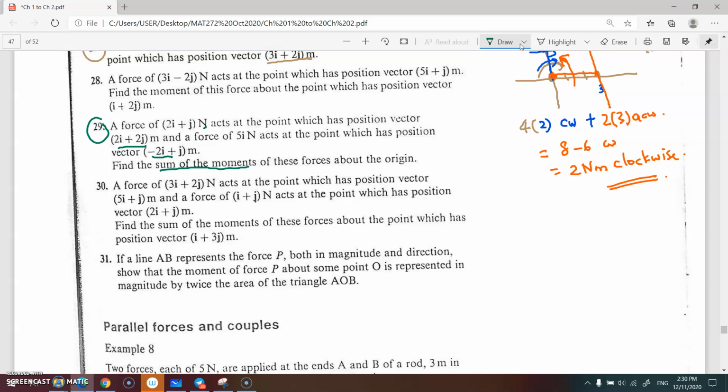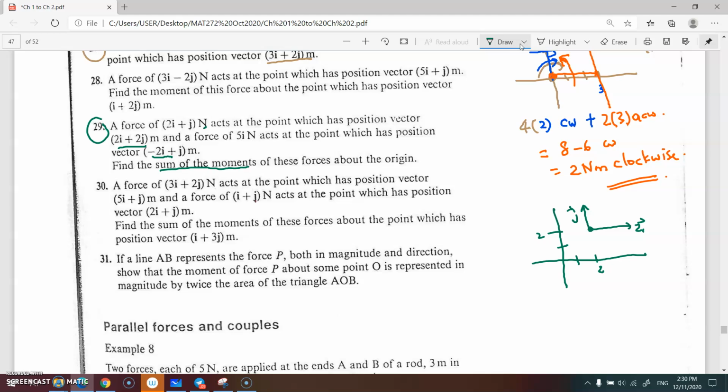Okay, we look at the first one. The position vector 2I, 2j. So let's say we have 2, this is 2. So we have the 2I plus 2j point. And then the force is 2I. Okay, and then j here. Okay, so we find this first, or else we will be confused.